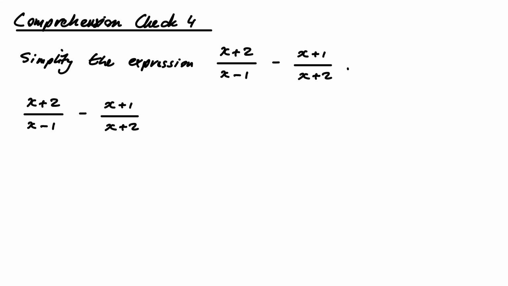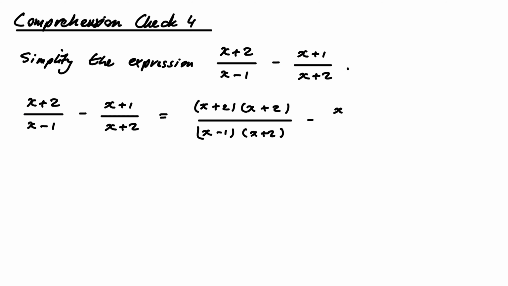To do that, we'll multiply the top and bottom of the first expression by x plus 2 and the top and bottom of the second expression by x minus 1. So this is going to come out to be (x plus 2)(x plus 2) divided by (x minus 1)(x plus 2), minus, we'll do the same thing with the other piece, but with an x minus 1, so this is going to be (x plus 1)(x minus 1), all divided by, what's it going to be, (x minus 1)(x plus 2). So now they've got the same denominator.